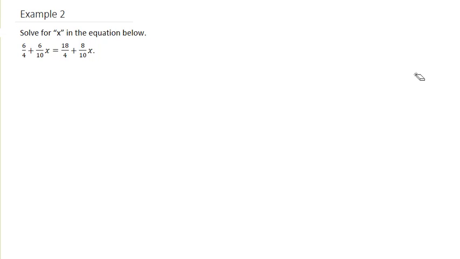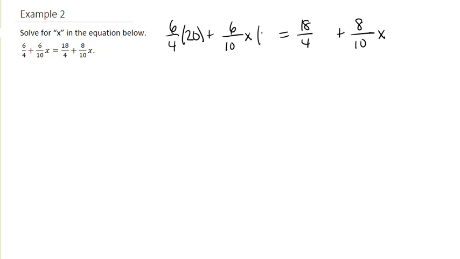Example 2. Solve for x in the equation below. So here we have 6/4 plus 6 over 10x, which is equal to 18 over 4 plus 8 over 10x. Now, to solve for this, what we do is we find the least common denominator between the 4 and the 10. And the least common denominator, the number that they both are a multiple of, is 20. So what we do is we're going to multiply each term by 20.